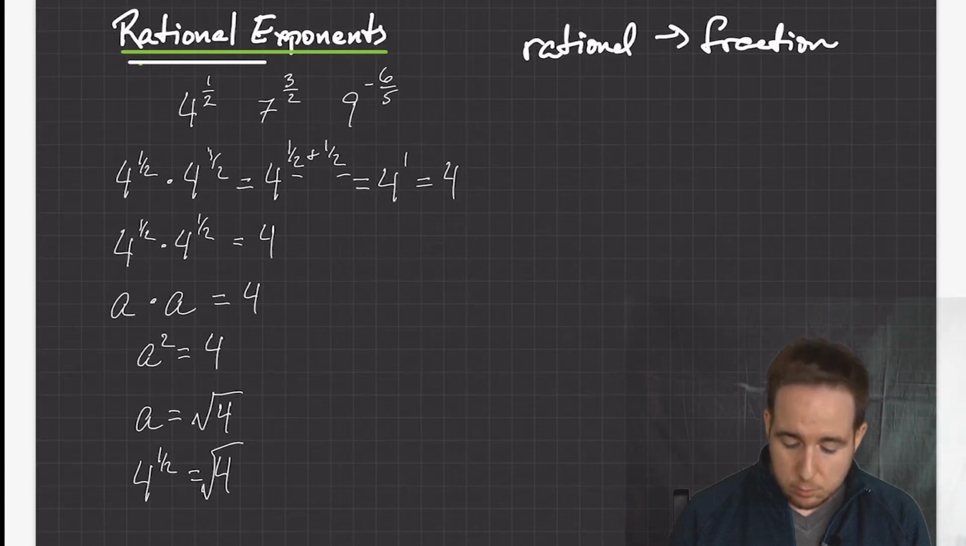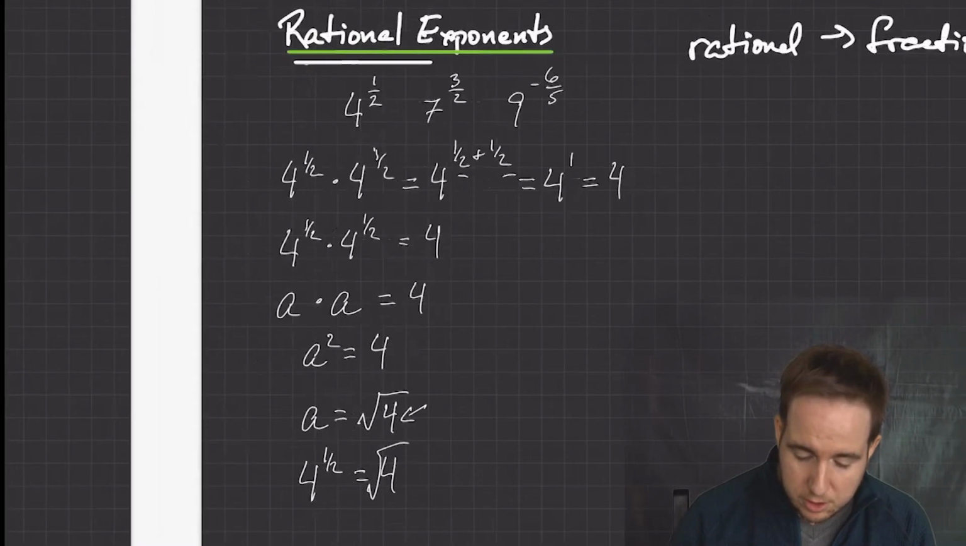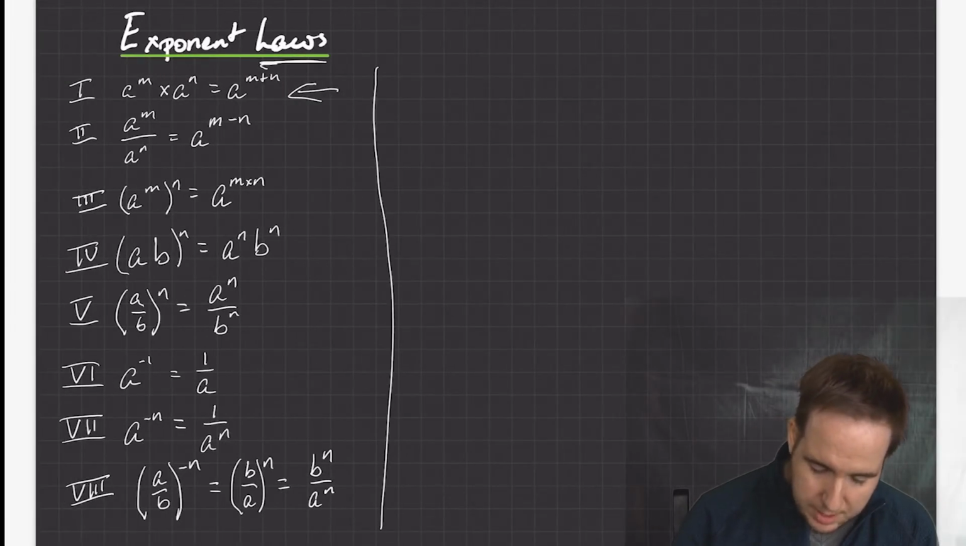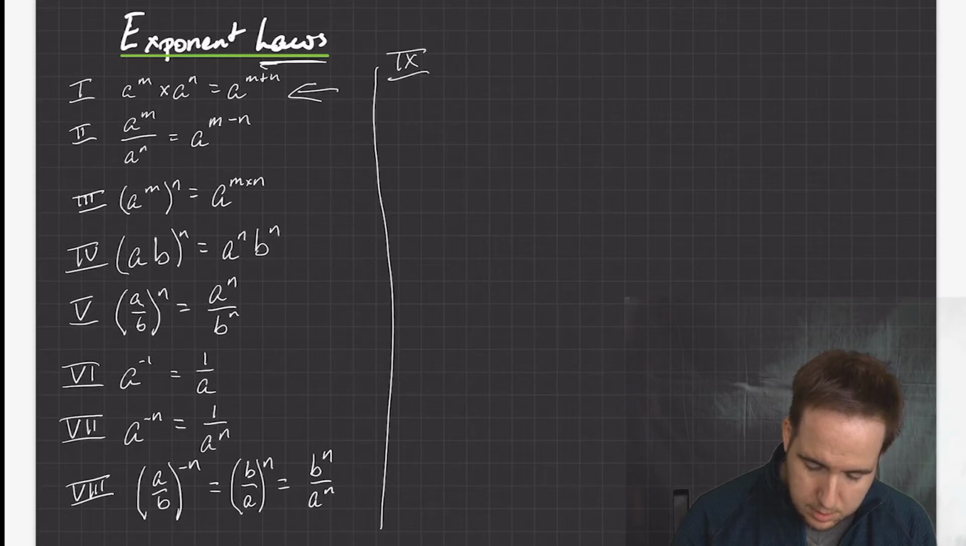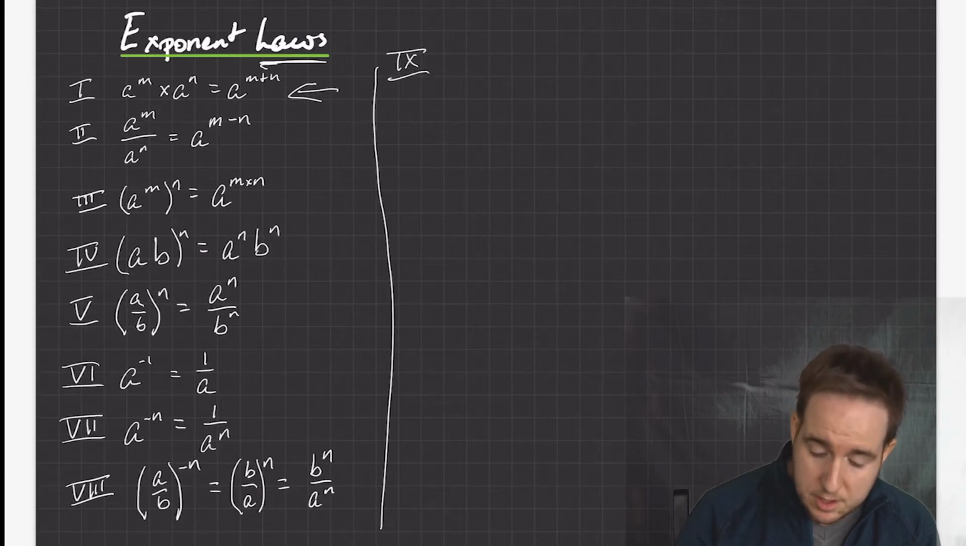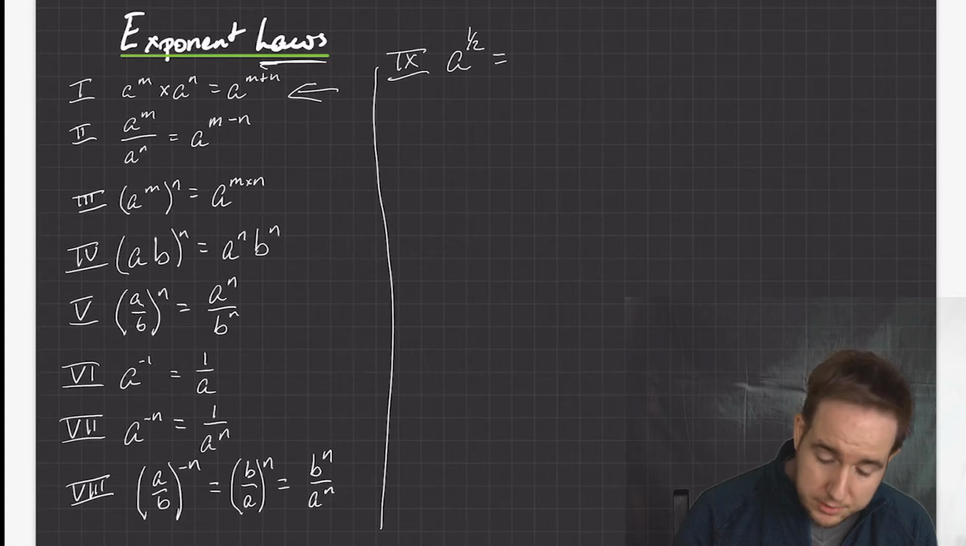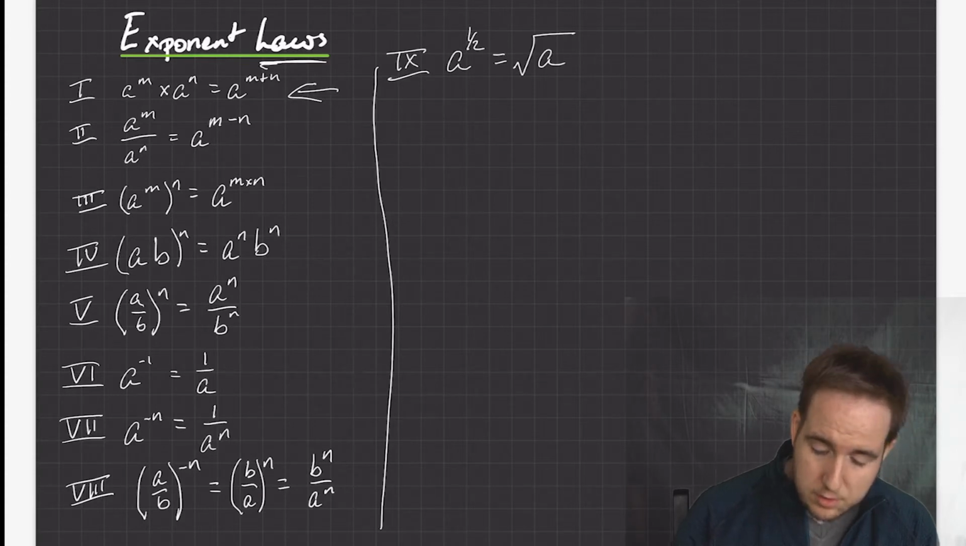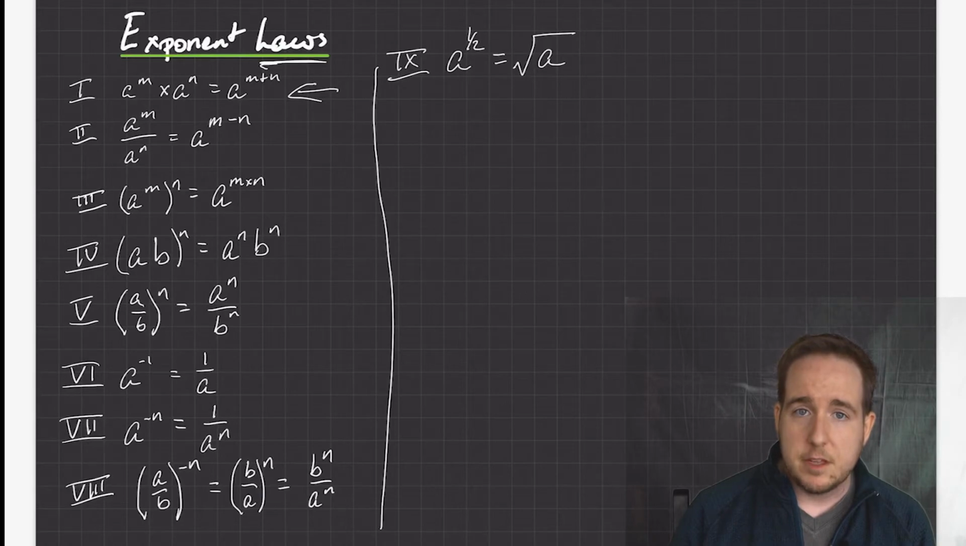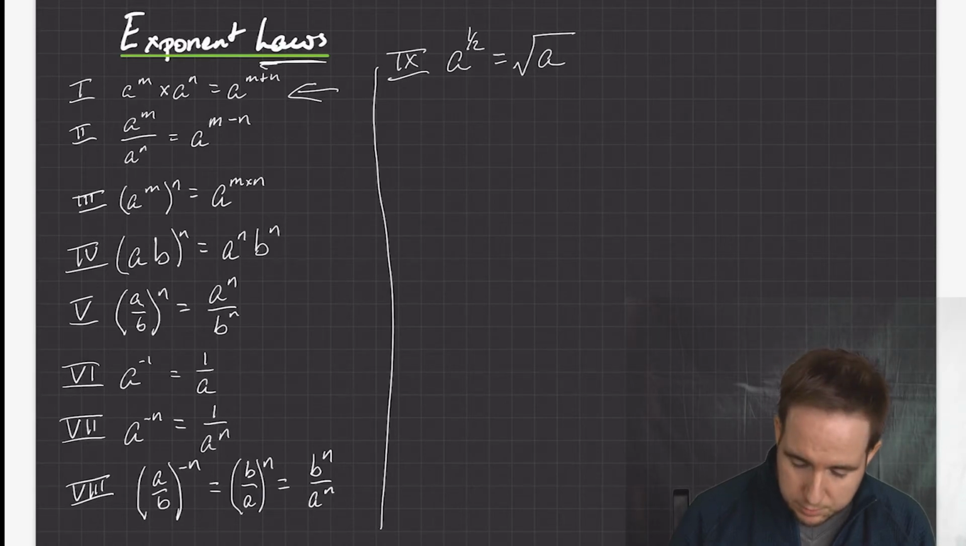So that's a general rule. I could have picked any number instead of 4, and the result would have been the same. So now you get another law, which is something to the power of 1/2 is just the square root of that something. Okay, so far so good.